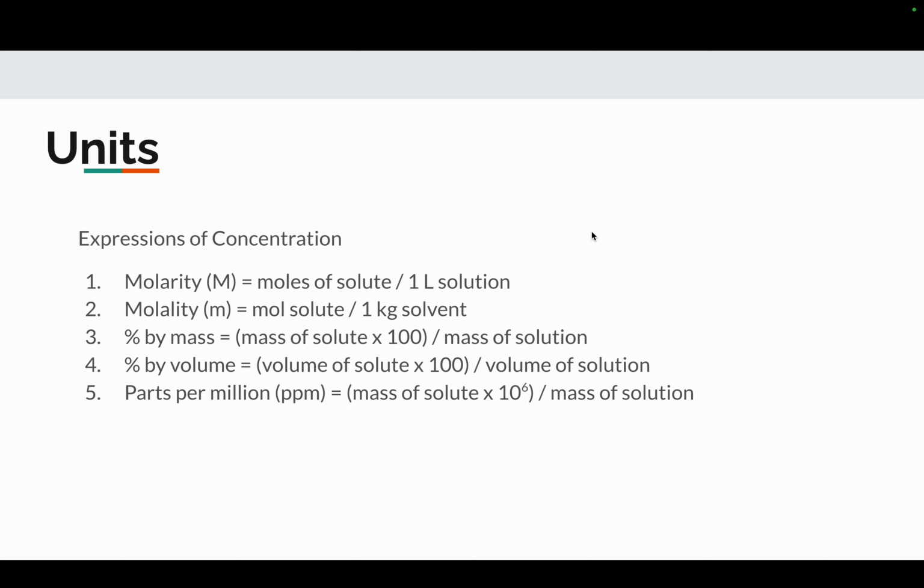Now with molarity and molality, you do have to specifically use moles and volume, and moles and kilogram. You have to use liters and kilogram. You can't use milliliters, you can't use grams, you can't use decigrams. You have to stick with those units.